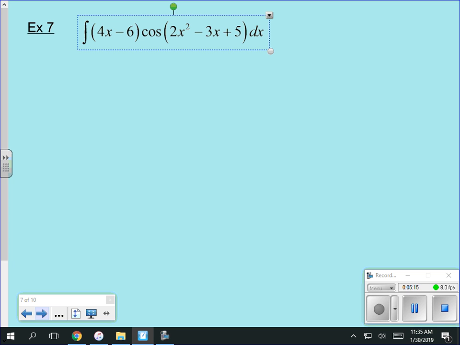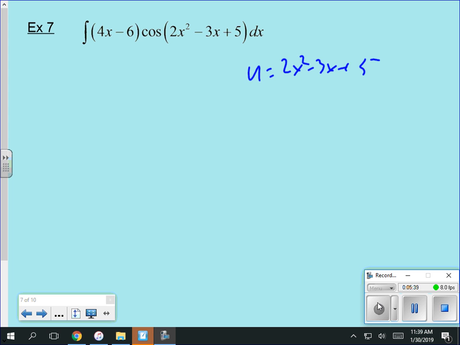Are we still doing pick your u? Okay, so what am I going to let u be? Yeah, what's inside the parentheses: 2x squared minus 3x plus 5. So u equals 2x squared minus 3x plus 5. du equals 4x minus 3. Sorry, yeah, 4x minus 3.